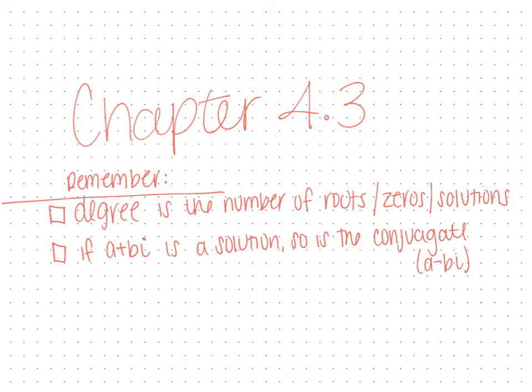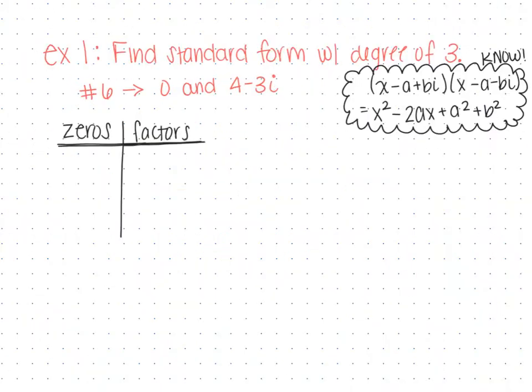Also, another theorem out of this section, if a plus bi is a solution, so a complex number, then a minus bi will also be a solution, meaning the conjugate will be a solution. So we're going to use those two things in these next two examples. So here's our first example.